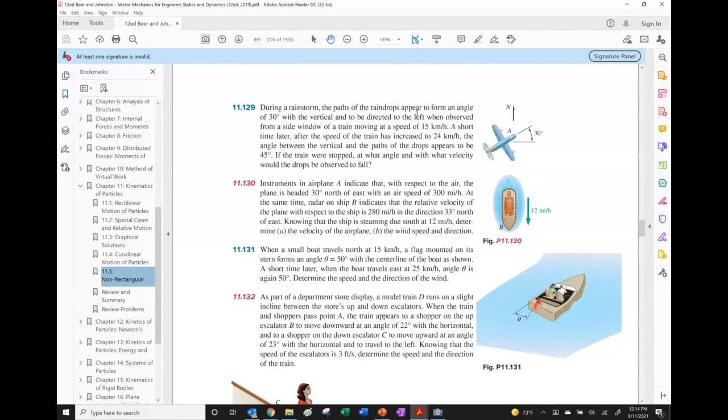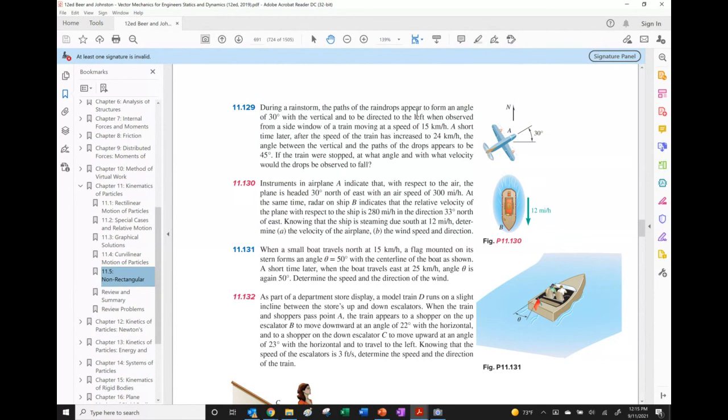So here the angle is 30 degrees. Here, the angle is 45 degrees, between the vertical and the passenger's view. If the train were stopped, at what angle and with what velocity would the drops be observed to fall? Boy, that is some serious, that's a hard problem to try to work through. But let's see if we can figure out what's going on here.